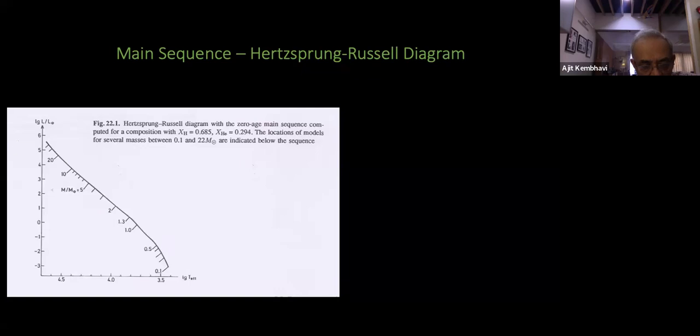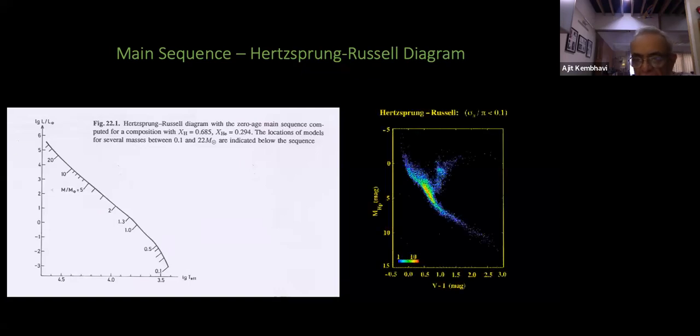So where does the scatter come from? You see that there's a scatter here, and it actually comes from the differences in chemical composition.